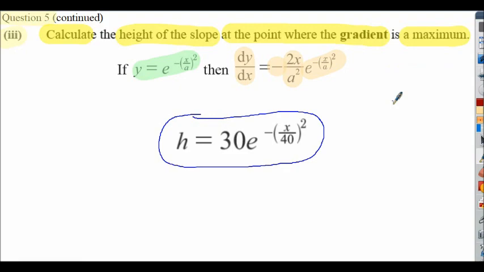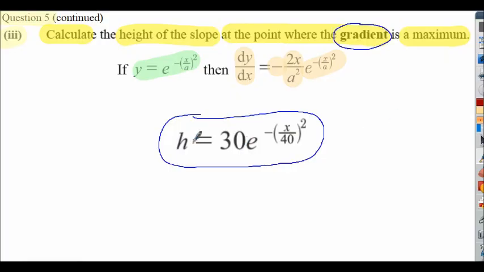But we will then need to differentiate it again because we want to find where the gradient is a maximum. So we'll need to find the d2h by dx squared, and we will need to equate that to 0 and solve for the value of x at which the gradient is a maximum. So we need to be careful how you read the question here. It's the gradient that we're trying to find as a maximum.